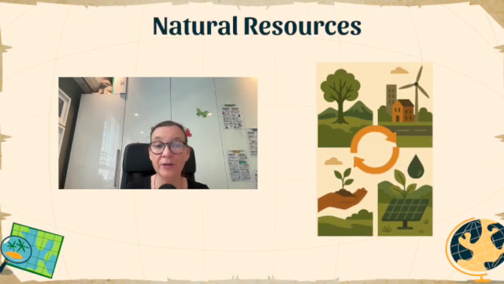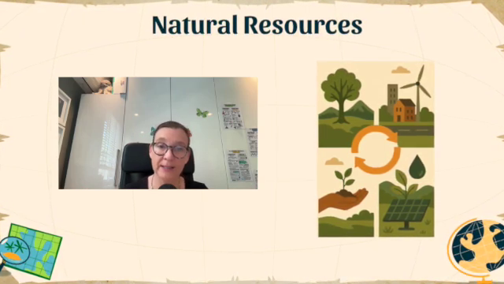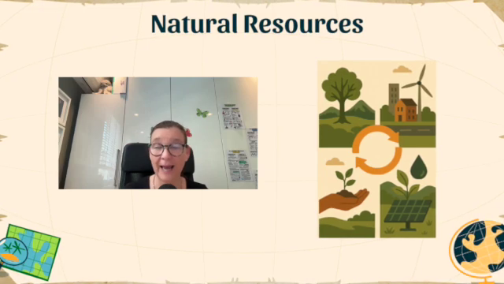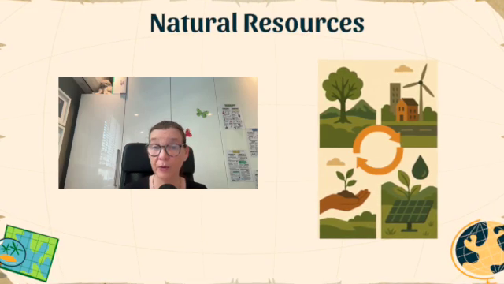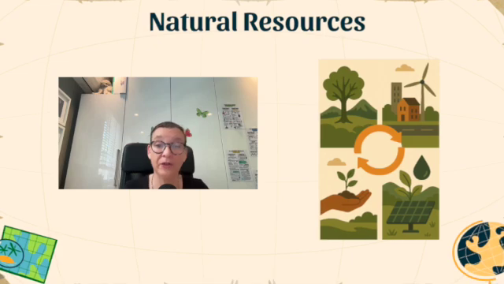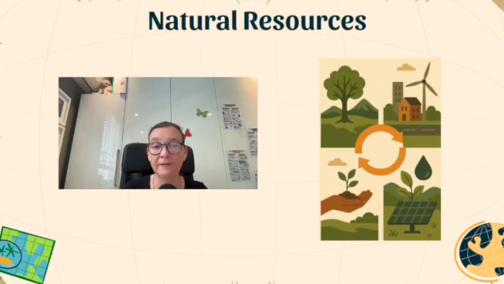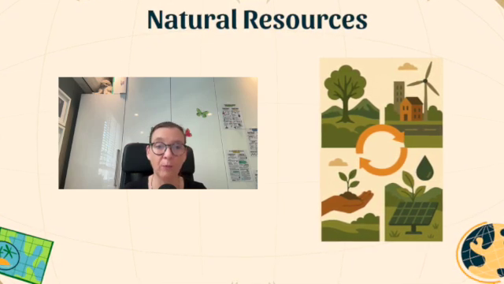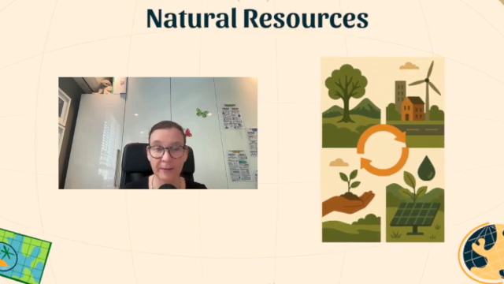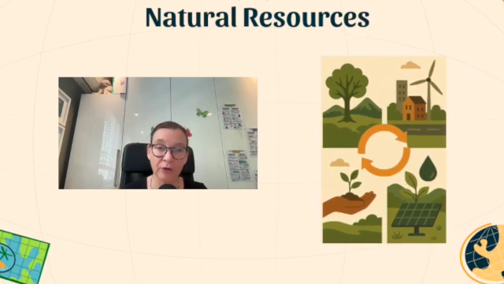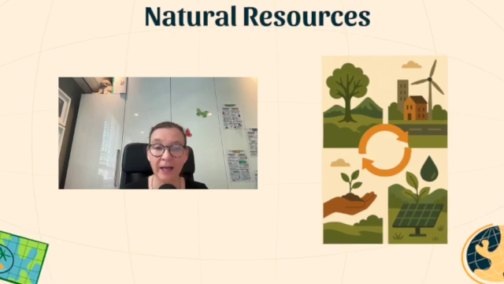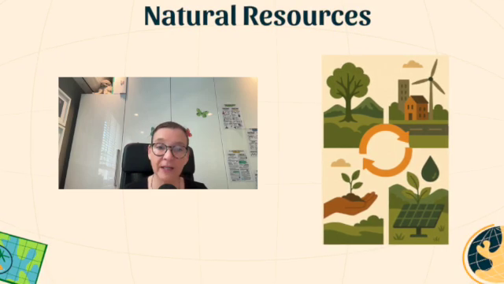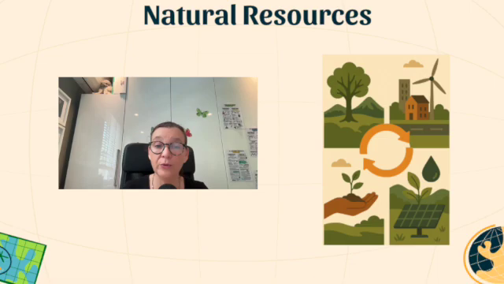The significance here is huge. The type of resource a society relies on shapes its economy and its environmental policies. Countries with lots of oil, for example, may have economies built on fossil fuels, while countries that invest in renewable energy are building a more sustainable future. Here's your exam tip. Be ready to connect natural resources with sustainability. If a question asks about development, think about whether the resources being used are renewable or non-renewable and how that impacts future generations.